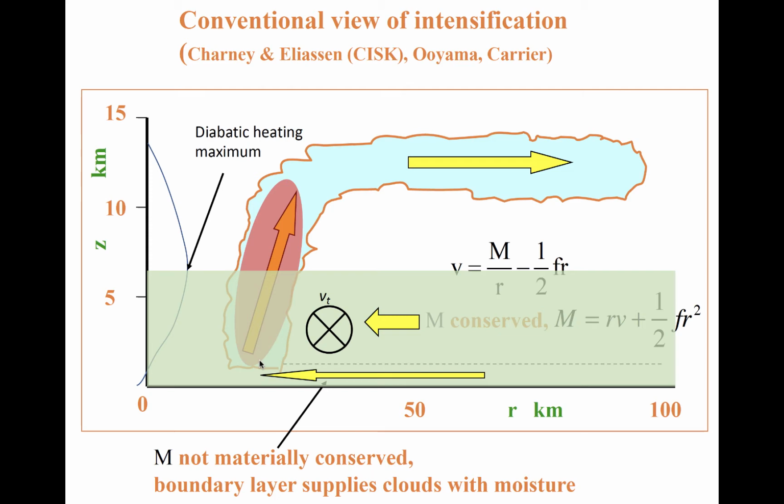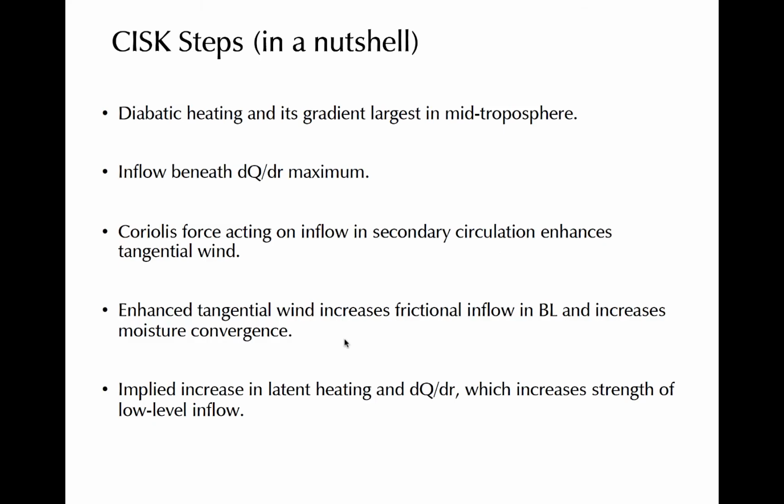As this occurs, the tangential wind is also in approximate gradient wind balance, and as the tangential wind increases, the flow moves inward to conserve angular momentum. This corresponds with an increase in the pressure gradient in the core of the storm. The steps just outlined are listed here.